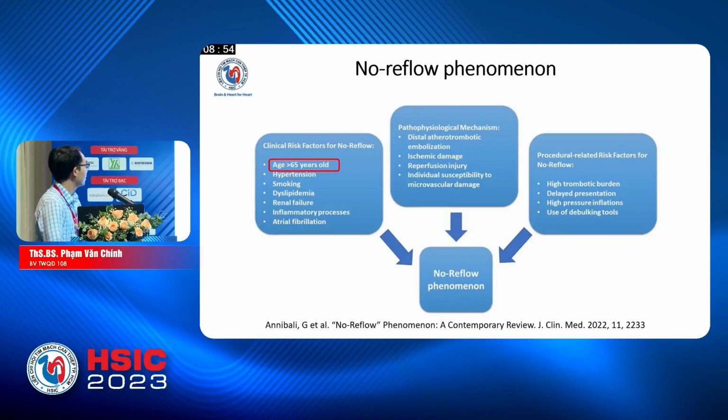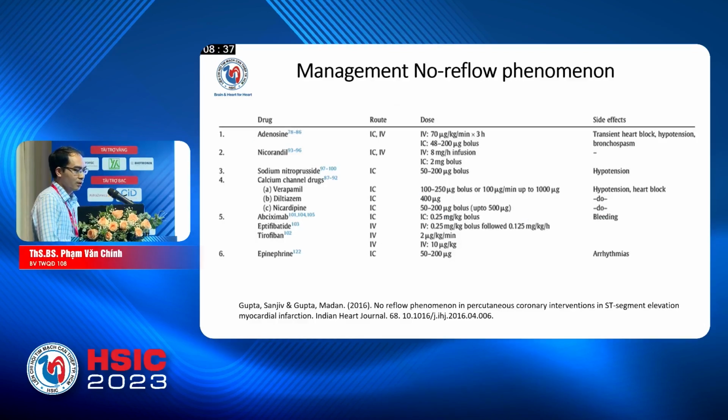There are some clinical risk factors for no reflow, such as diabetes, hypertension, smoking, and renal failure. But my patient has just one risk factor: she is 68 years old. There are several medications to manage no reflow phenomenon, such as adenosine, sodium nitroprusside, calcium channel blockers, antiplatelet drugs, or epinephrine.